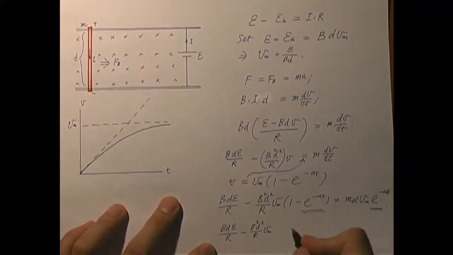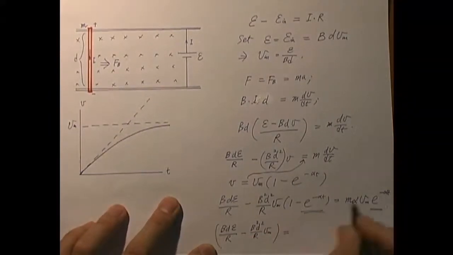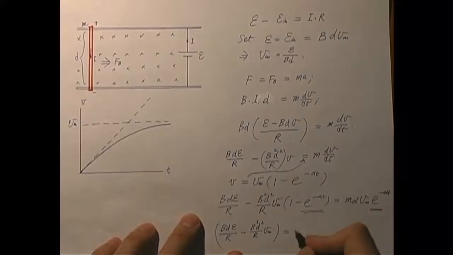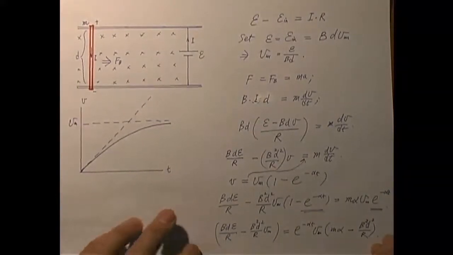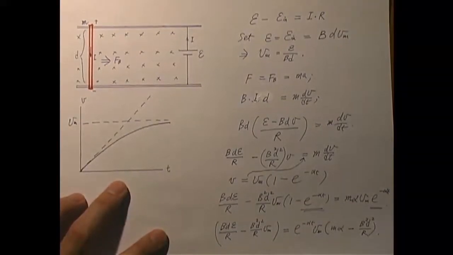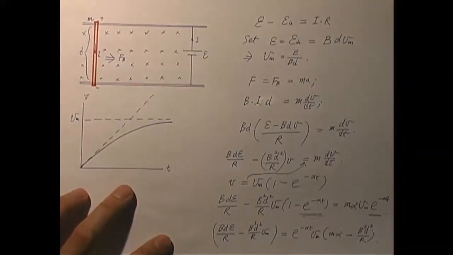These are all constants. Now the right-hand side equals, I'm going to take that e to the negative alpha t out. There's a V maximum, a common term which I'm going to take out. What's left is m alpha. And what's left there, negative signs cancel out, minus what? You took Vm out already, minus B squared d squared over R. Now, the next step is routine, something we did before. Remember the argument?